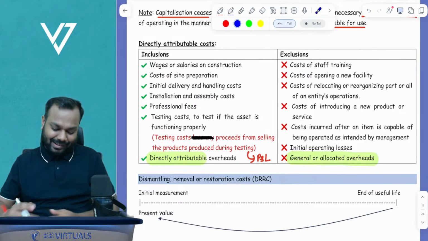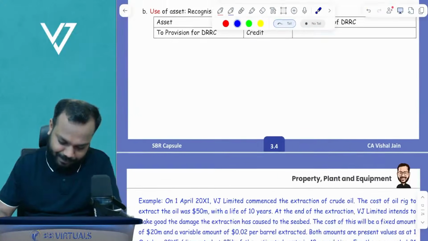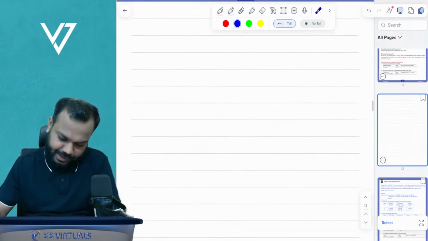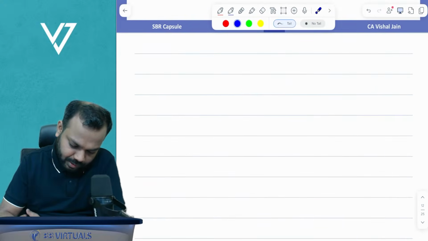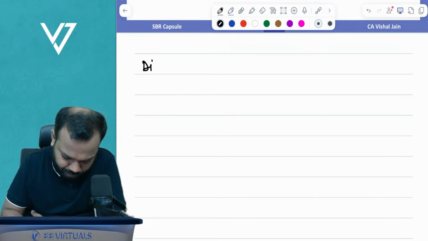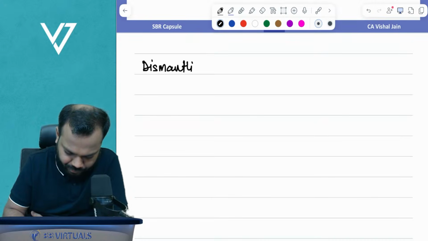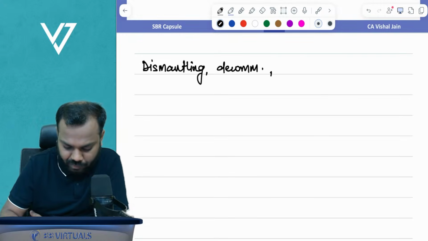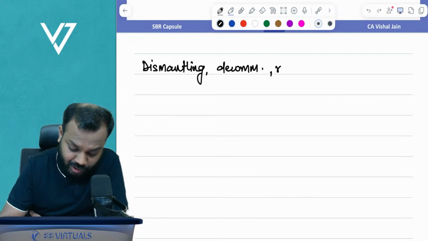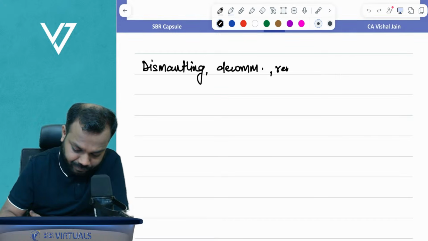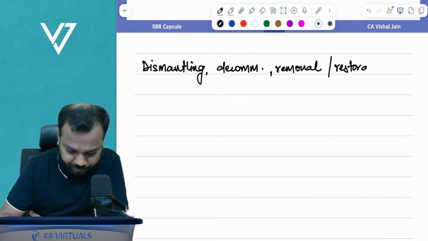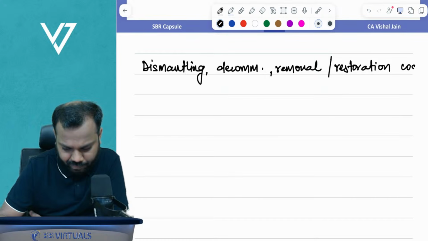So now today's lecture will start with the dismantling costs. So let us start. Dismantling costs. Decommissioning. It is also called removal. It is also called restoration costs.